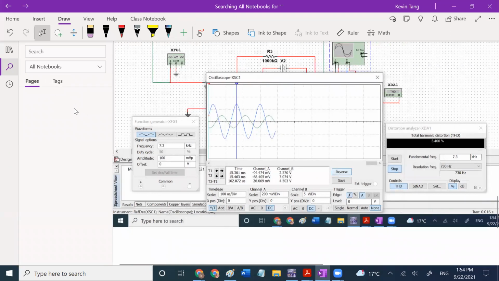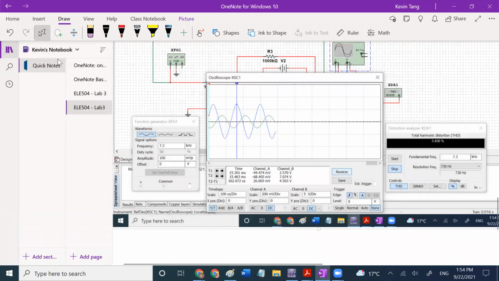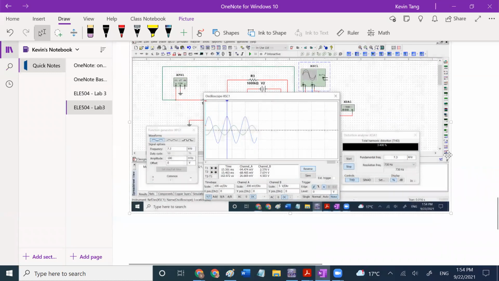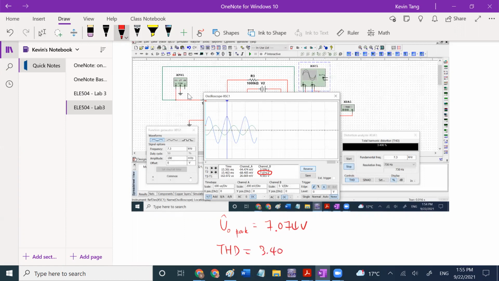Just make sure this goes to the smaller one. As you can see here, for the VO, the VO output peak is equal to 7.074 volts, and our THD is 3.406%. So they both satisfy, and our frequency is 7.3 kHz.